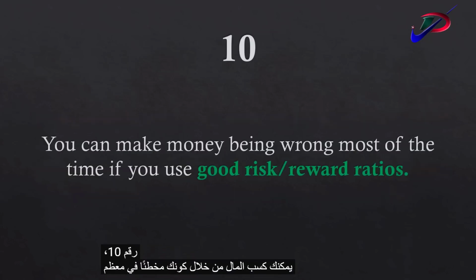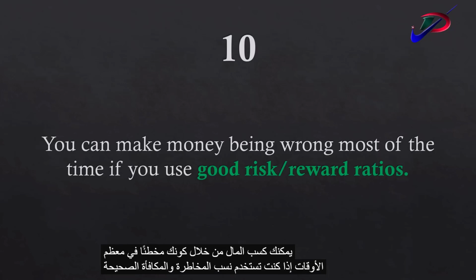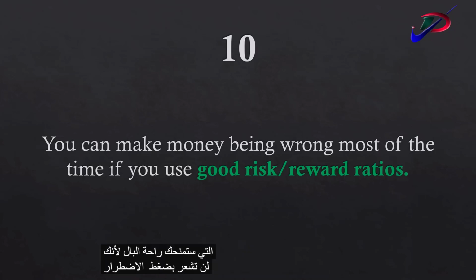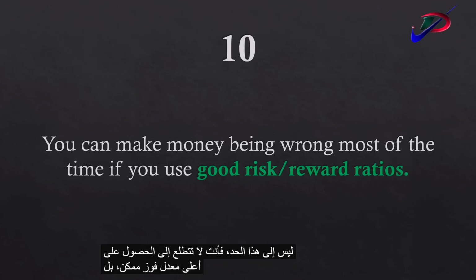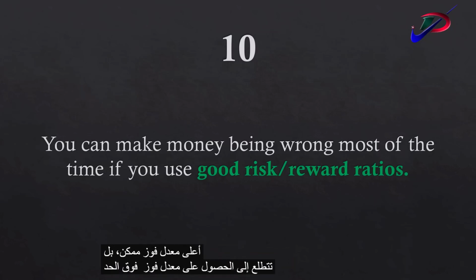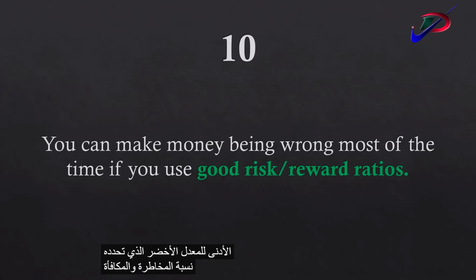Number 10. You can make money being wrong most of the time if you use the correct risk-reward ratios. That will give you peace of mind because you will not feel the pressure of having to win every single trade you get into. When you have that mentality, the outcome of your trades will matter, of course, but not that much. You're not looking to have the highest win rate possible. You're looking to have a win rate that is above the minimum win rate determined by your risk-reward ratio.